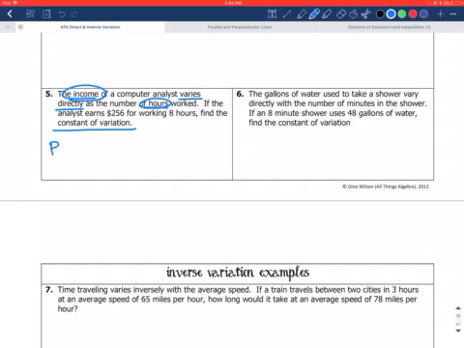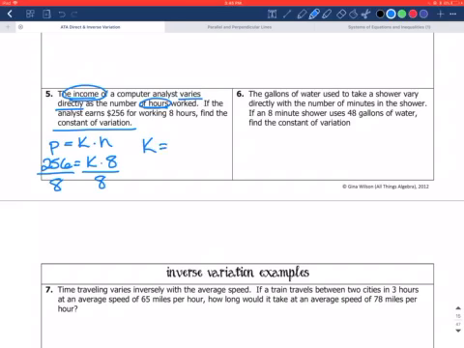So I'm going to say paycheck, and that varies directly as the number of hours worked. So if the analyst earned $256 for working 8 hours, he's got a really good job. Divide both sides by 8.